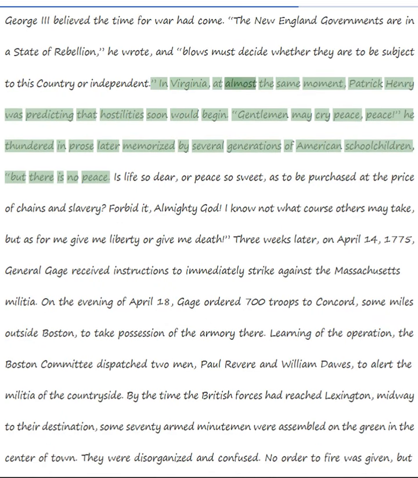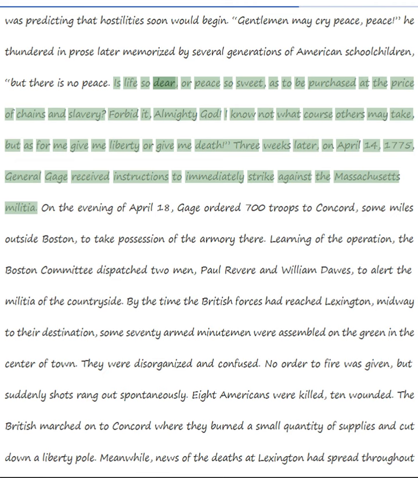In Virginia, at almost the same moment, Patrick Henry was predicting that hostilities soon would begin. Gentlemen may cry peace, peace, he thundered in prose later memorized by several generations of American schoolchildren, but there is no peace. Is life so dear, or peace so sweet, as to be purchased at the price of chains and slavery? Forbid it, Almighty God. I know not what course others may take, but as for me, give me liberty or give me death.